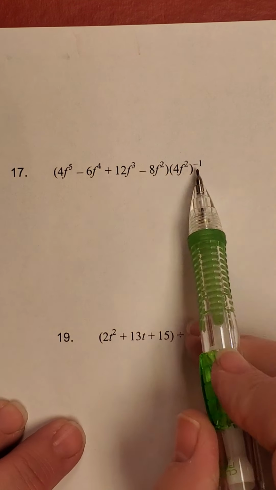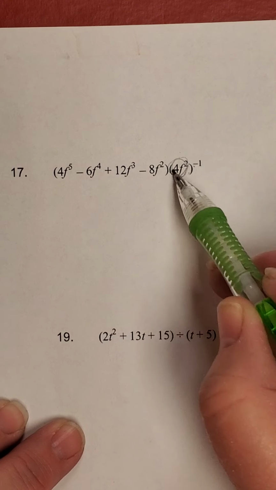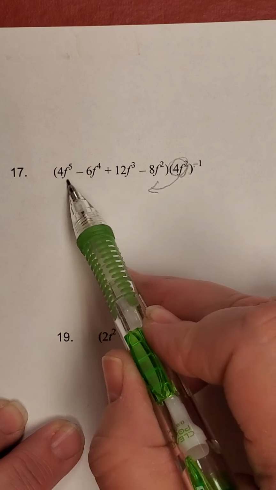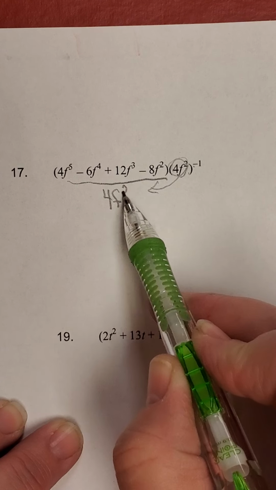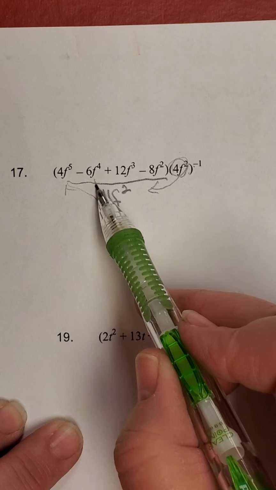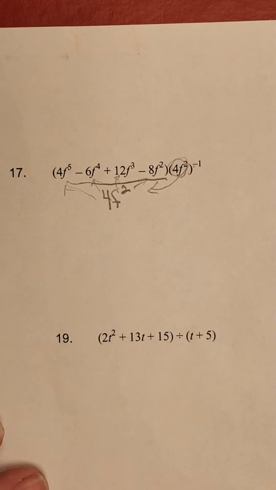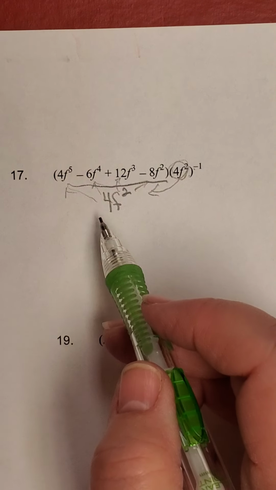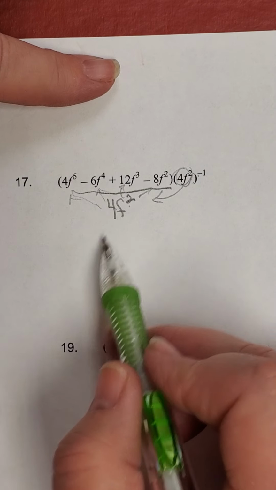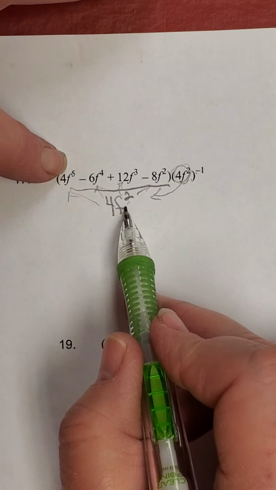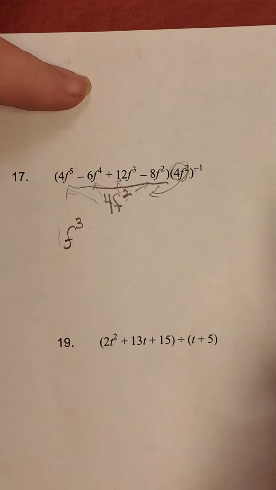All right, this one's very similar to the one on the other page because the -1 is applied to everything inside the parentheses, so it's going to be moved down here. Okay, so 4f squared, and it's going to divide into each of these. Okay, all right, so 4 divided by 4 is 1, and then f to the 5th over f squared leaves us, because we subtract when we divide, f cubed. And you could put a 1 there if you want to, but you don't have to.